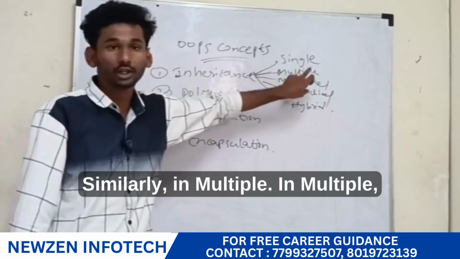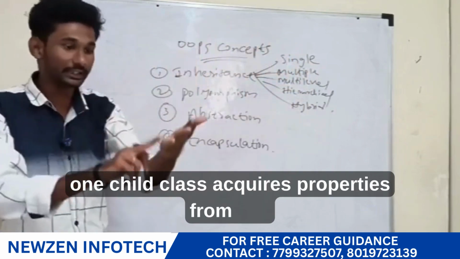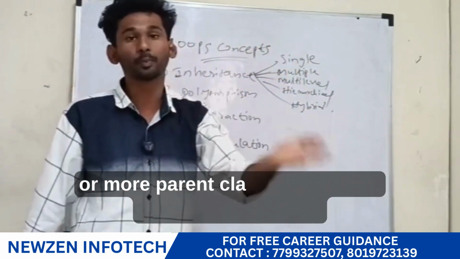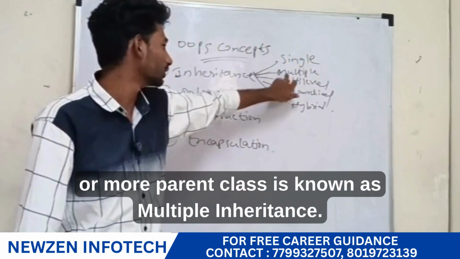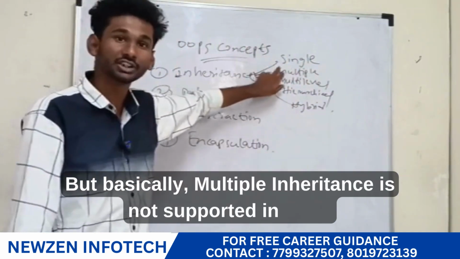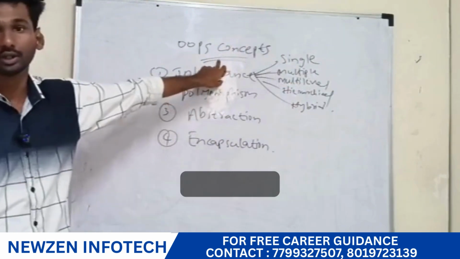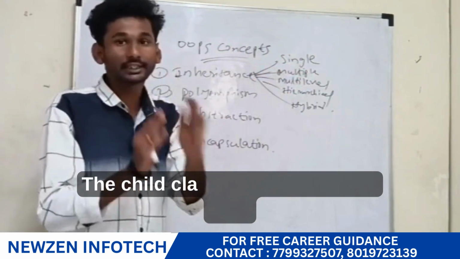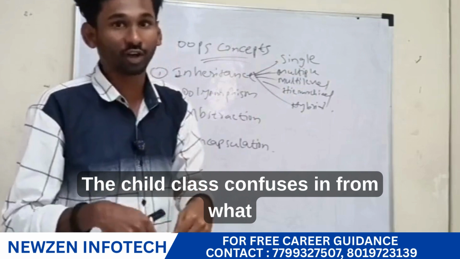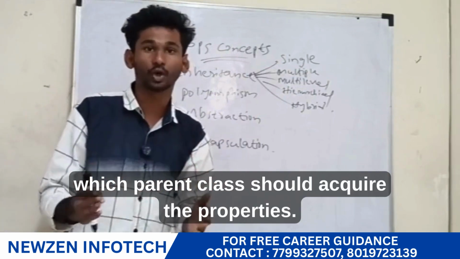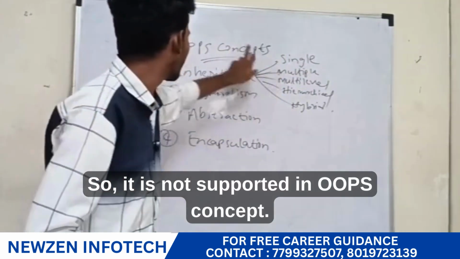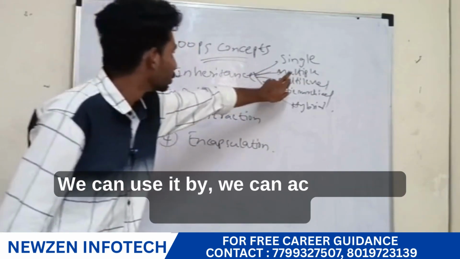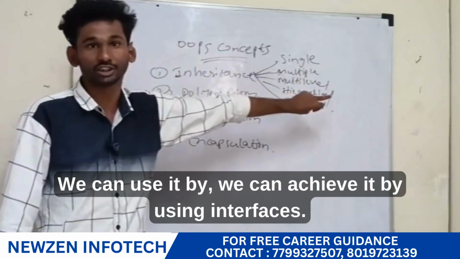Similarly, in multiple inheritance, one child class acquires properties from two or more parent classes. But basically, multiple inheritance is not supported in Java because the child class gets confused about which parent class it should acquire the properties from. So it is not supported in OOPS concept. We can achieve it by using interfaces.